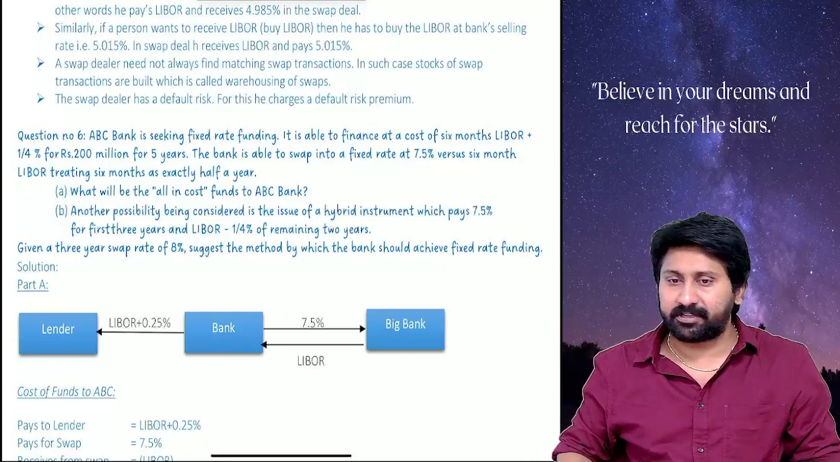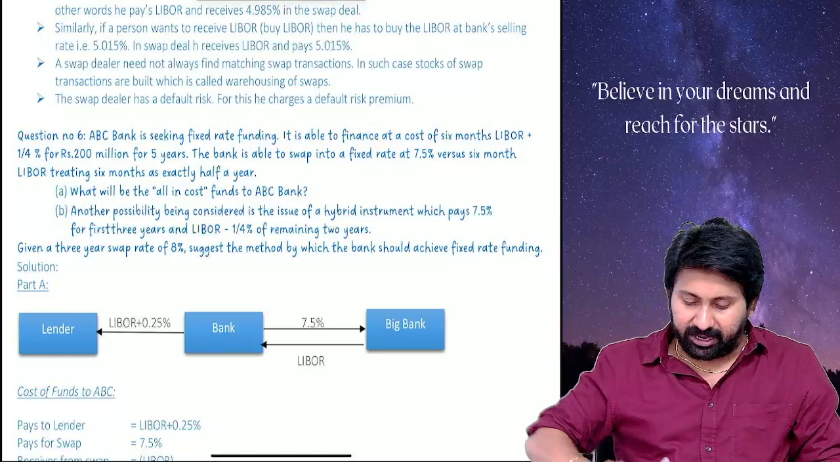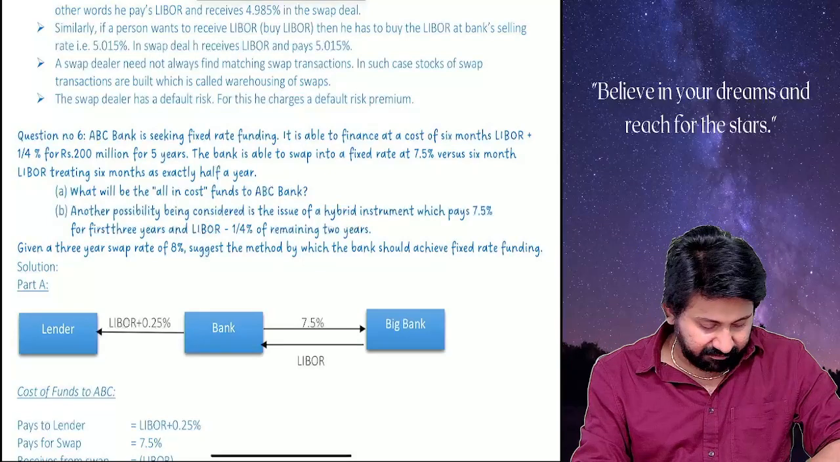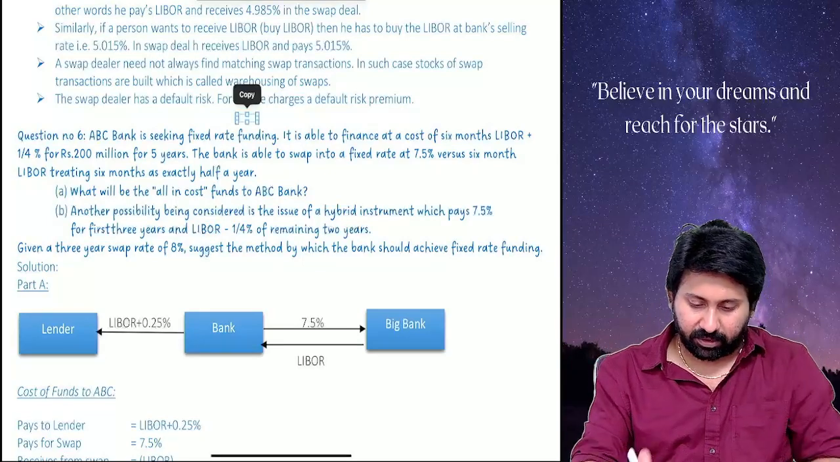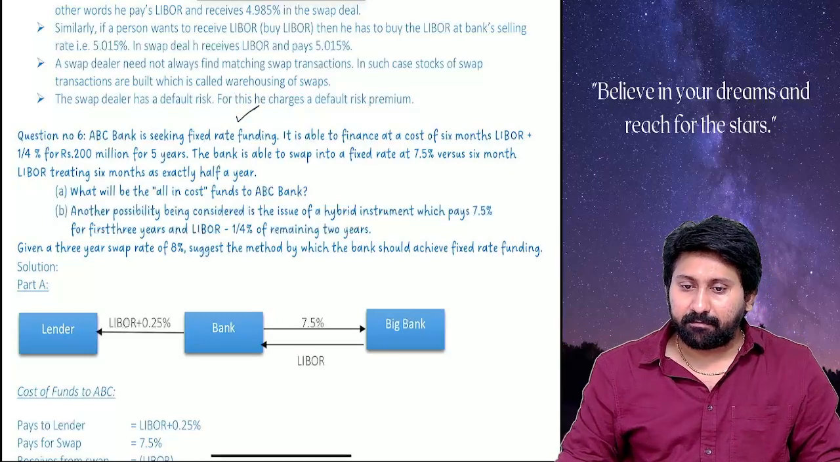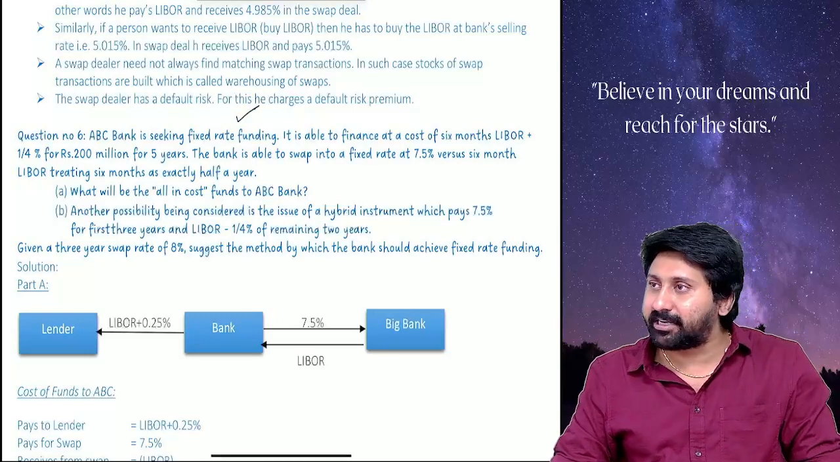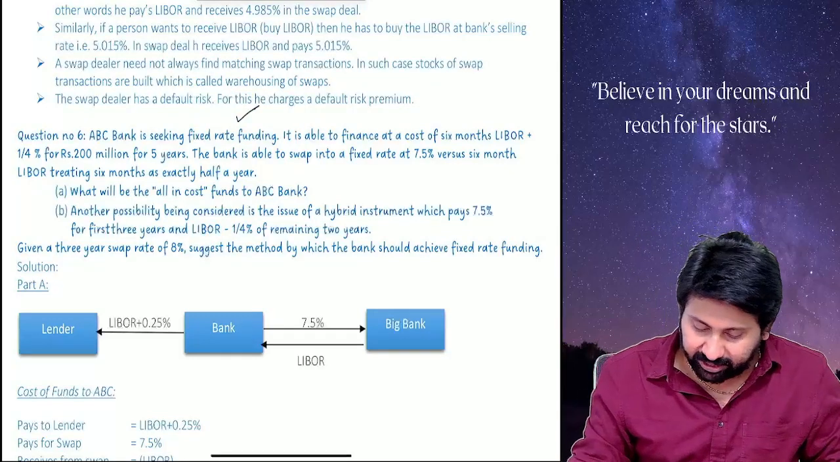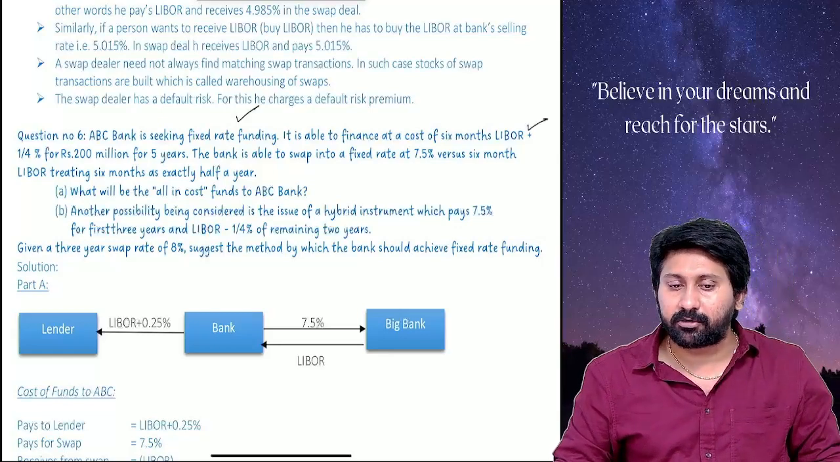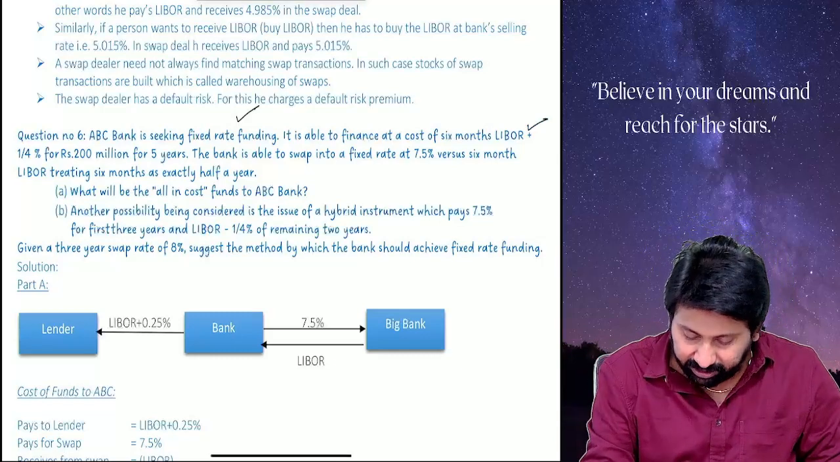Okay, first, ABC company or a bank is seeking funding in which form? Fixed or floating? Fixed. But it is not able to raise at fixed rate. What rate it can raise? LIBOR plus 0.25. For how many million loan? 200 million for 5 years. It is how many years loan? 5 years.